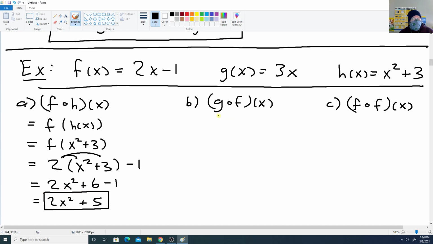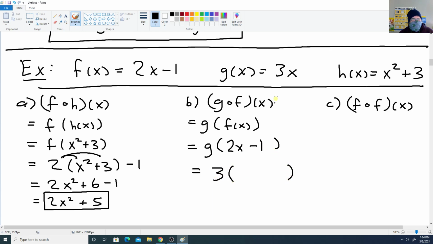For part B, we want g composed of f of x. This will equal g of f of x. So this is the g function evaluated at, and I'll write what f of x really is in here. The f of x function is really 2x minus 1. So I'll take my g function, which is 3 times x, and I'll replace the x with 2x minus 1. I'll let the 3 distribute, and I end up with 6x minus 3. That is my g composed of f of x function.